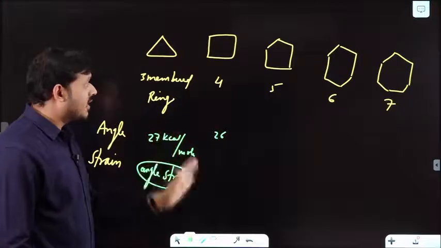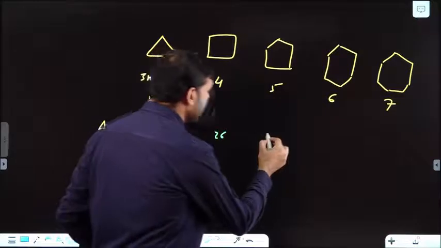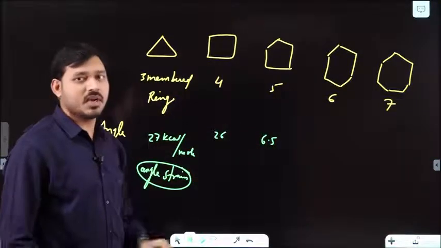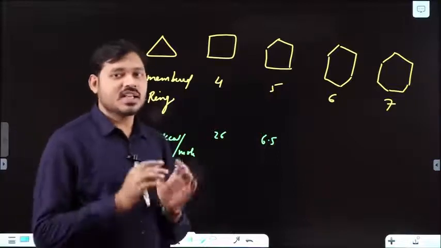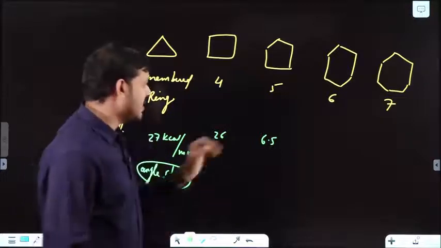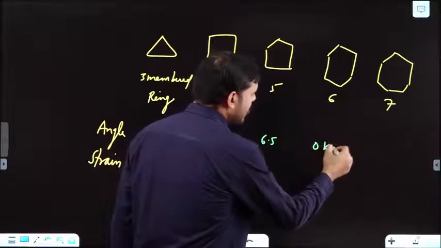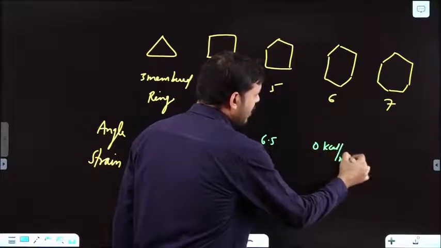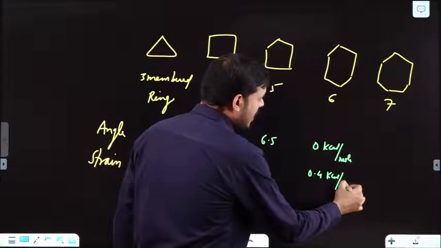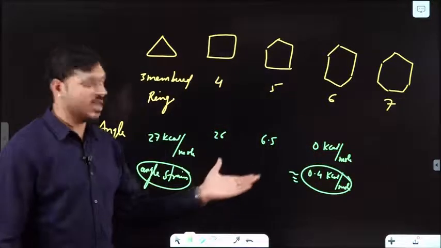But when you come to a 5-membered ring, the strain decreases to a very large extent, approximately 6.5 kilocalories per mole. Now when you say a 6-membered ring, as we all know, the 6-membered ring is the most stable ring, having 0 degree angle strain. So in some cases you will find 0 kilocalories per mole angle strain, or in some cases you may find approximately 0.4 kilocalories per mole. I am giving you a rough figure only.